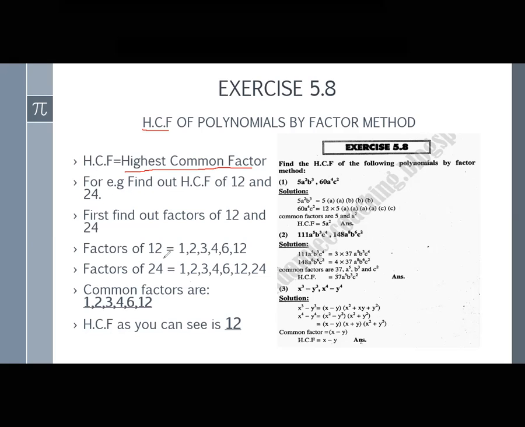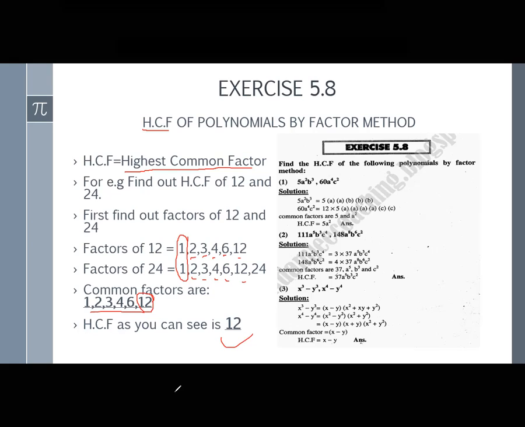If I take out the factors of 12, they are 1, 2, 3, 4, 6, and 12. Factors of 24 are 1, 2, 3, 4, 6, 12, and 24. These are the numbers which divide 24 exactly. These six numbers are the numbers which all divide 12 exactly. So the common factors here are 1, similarly 2, 3, 4, 6, and 12. So these are common factors, and among these common factors 12 is the highest common. So 12 is your answer.